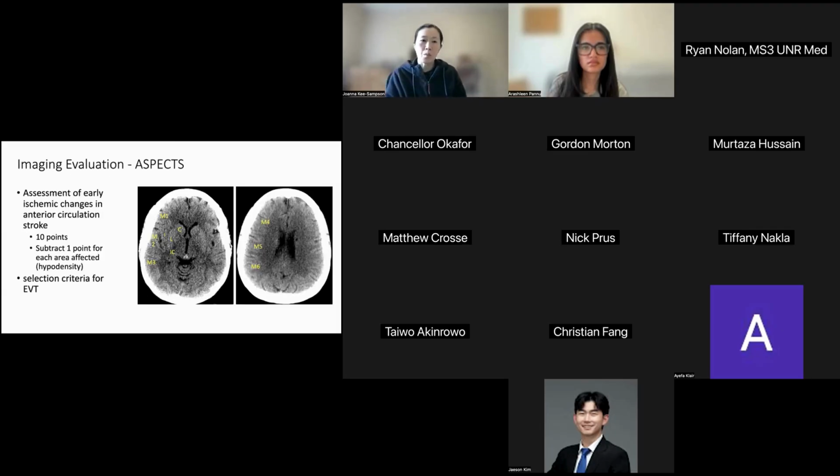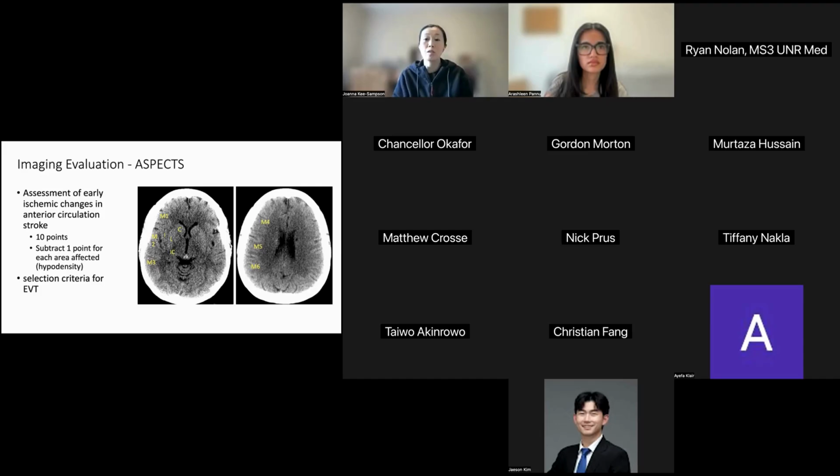Another scoring system that we use on a non-contrast CT head is called the ASPECT score. This is short for the Alberta Stroke Program Early CT Score. Basically, it's a 10-point system, and you subtract 1 point for any areas of loss of gray-white junction or hypodensity.